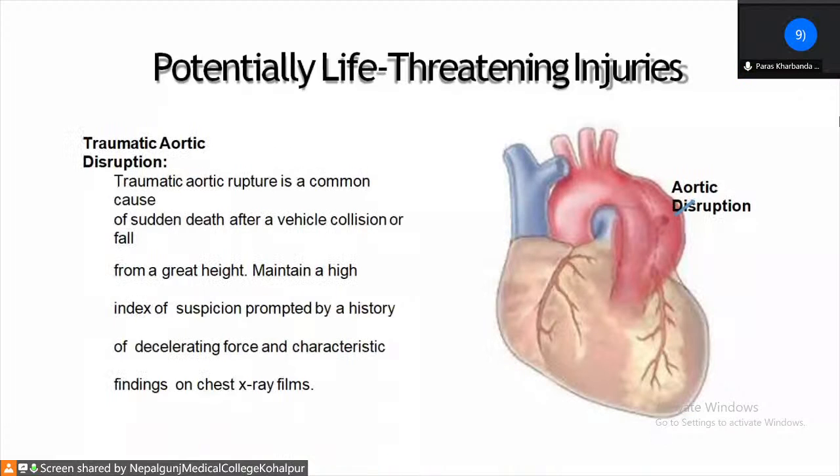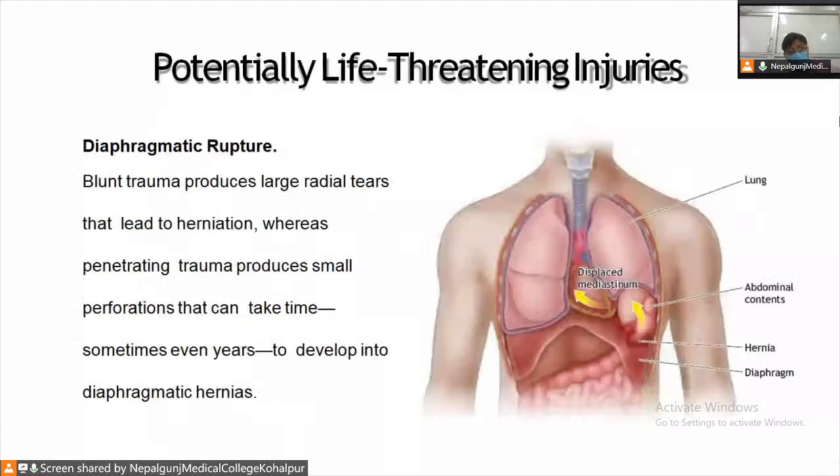Now, traumatic aortic disruption. This is also a common finding that we see in polytrauma patients, and it is also one of the sudden causes after vehicle collision or fall from height. So we should suspect these conditions when we see the trauma and the nature of the trauma, and we should look for it on the X-ray. These are things we need to keep in mind regarding traumatic aortic disruption.